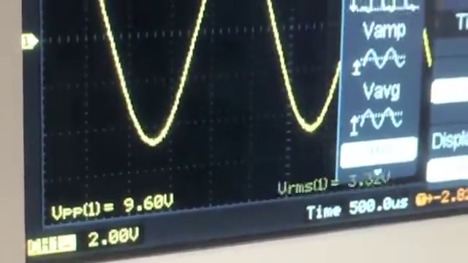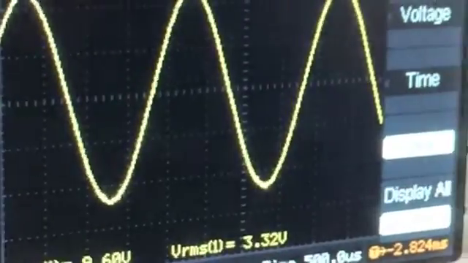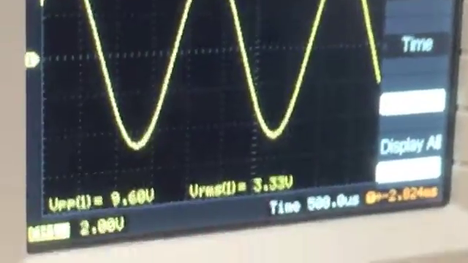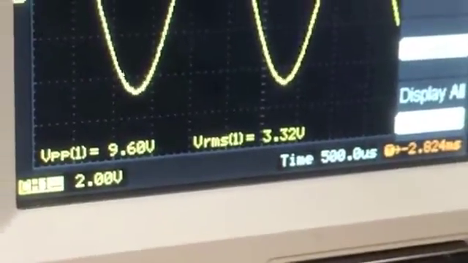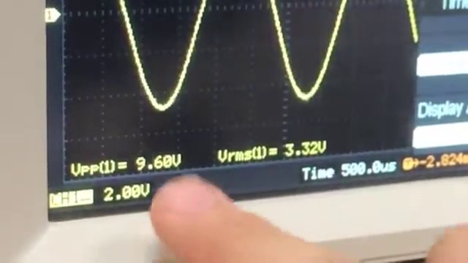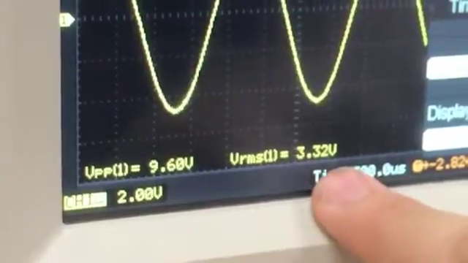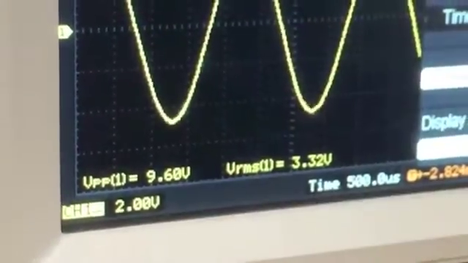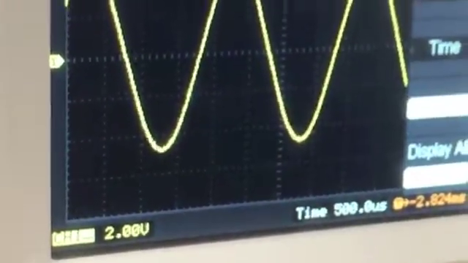Now it's important to remember that the oscilloscope itself can't actually measure the voltage RMS. That's the job of the multimeter. Instead it derives it from the measurement of the voltage peak to peak. All right, so as you can see we've got 9.6 volts peak to peak, an RMS of 3.32, which is pretty close to our ideal.